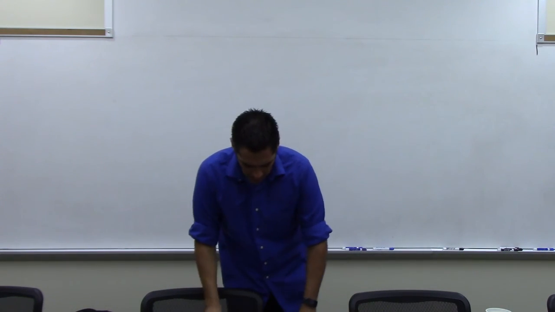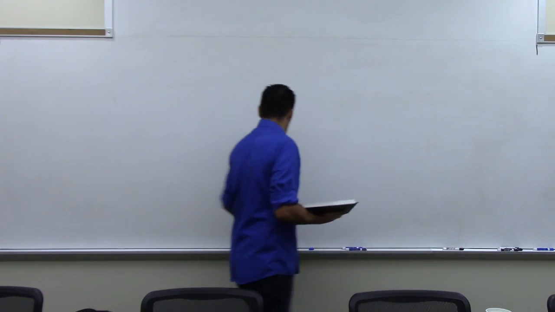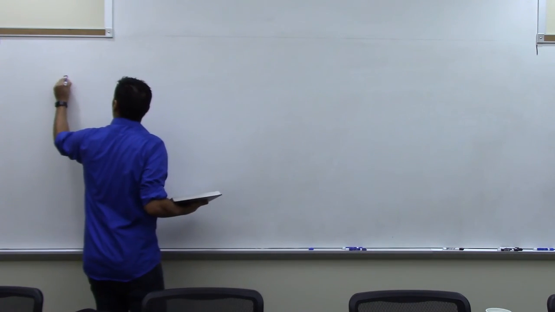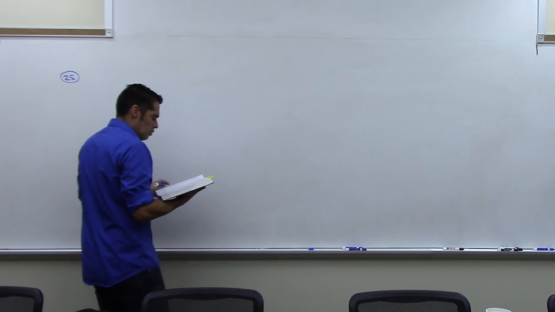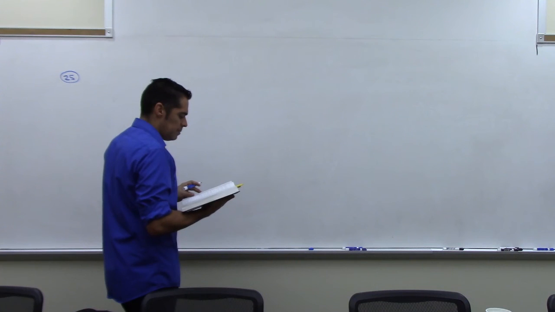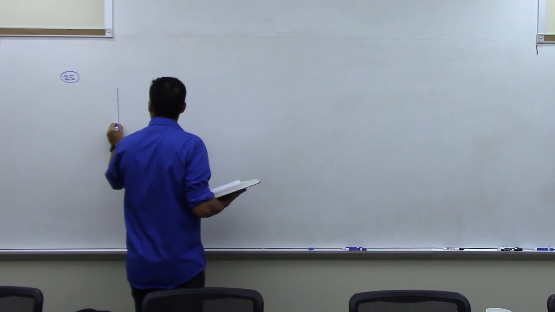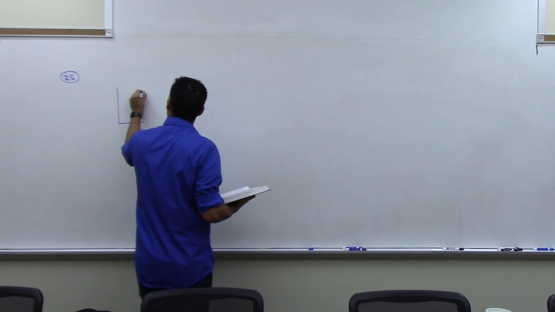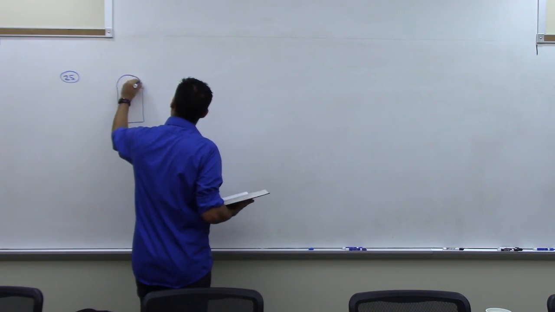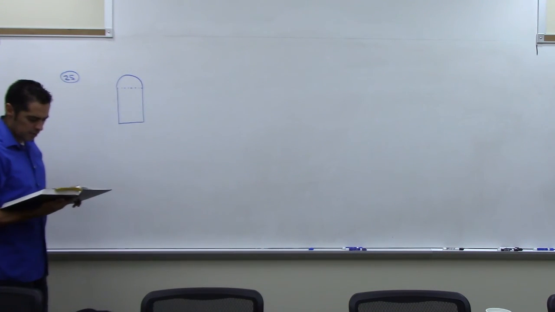So number 25, this will be my last one. A Norman window has the shape of a rectangle surmounted by a semicircle. So this is a window that they put in buildings. It's called a Norman window. It's a rectangle, and then they put a semicircle on the top of it. So this is half of the circle, that's a rectangle.